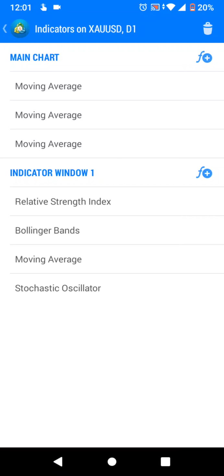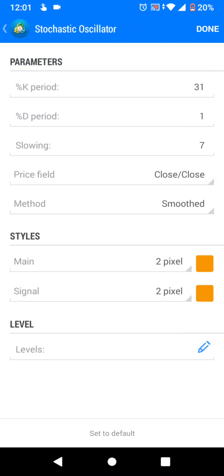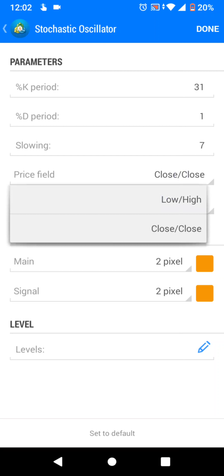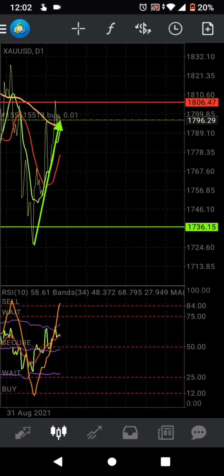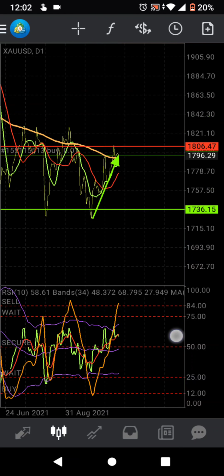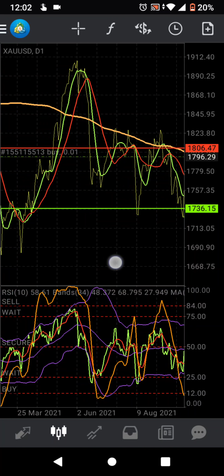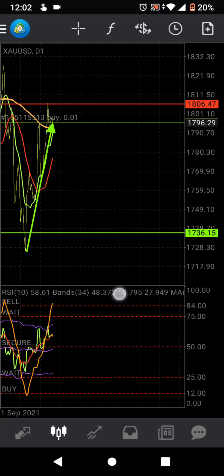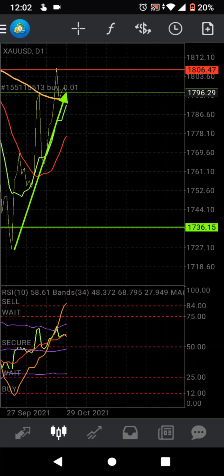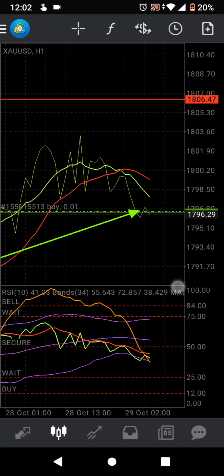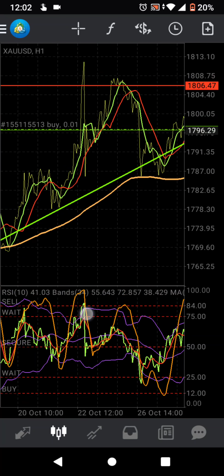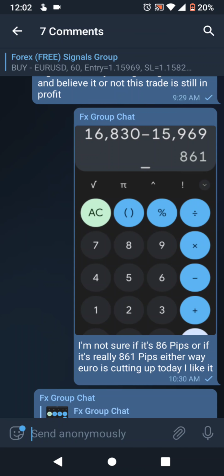And then you want to go ahead and get yourself a stochastic oscillator. Make sure it's smooth, make sure it's closed, and make sure it's 31, 1, and 7, and make sure this is orange, and we're good to go. After that, it should look like this down here, and that's awesome when it looks like that down there. So definitely try that out. Let me go ahead and go on over to the next hack.